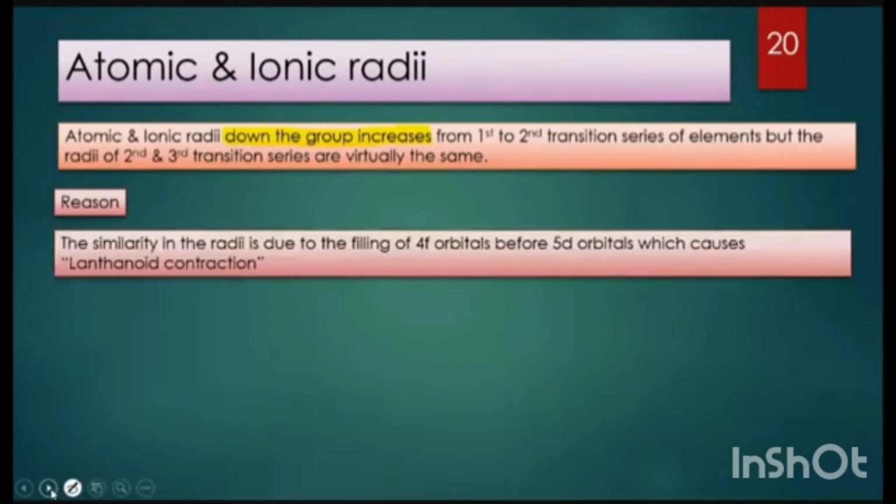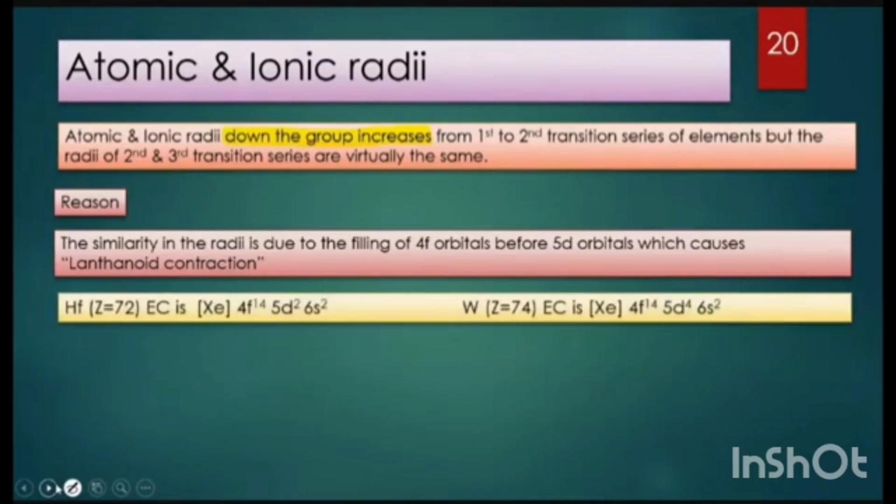The reason is very simple. The similarity in the radii is due to the filling of 4f orbitals before 5d orbitals, which causes a phenomenon called lanthanide contraction. To understand this, let us take two examples. Here I have taken hafnium and tungsten. Hafnium, whose atomic number is 72, has the electronic configuration xenon core 4f14 5d2 6s2, and on the other hand we have tungsten, whose atomic number is 74 and its electronic configuration is xenon core 4f14 5d4 6s2.